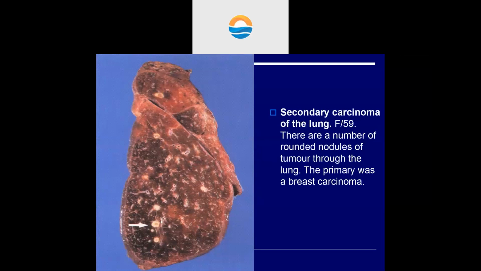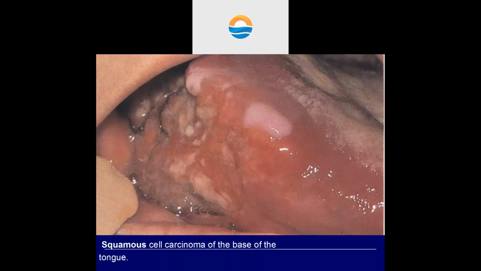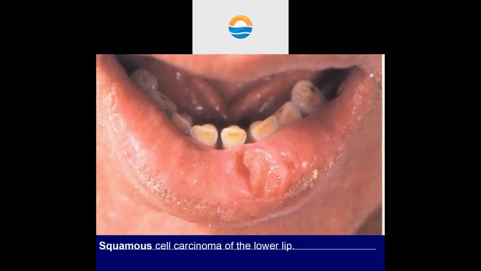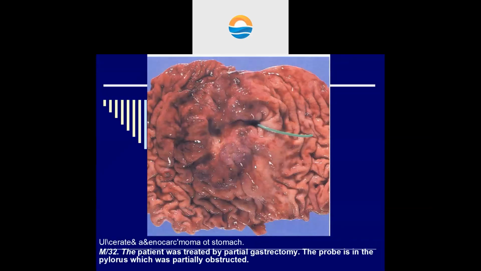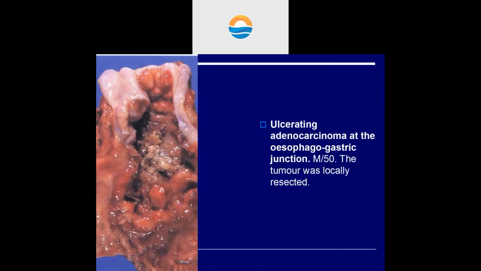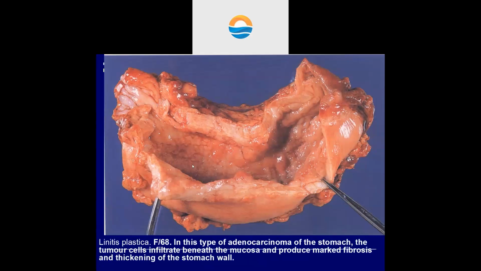This picture I have already shown. You see the secondary carcinoma of the lung, squamous cell carcinoma of the tongue, squamous cell carcinoma of the lower lip. This picture I have already shown you, polypoid adenocarcinoma of the stomach, and also you have already seen the adenocarcinoma of the stomach and secondary changes like ulceration.